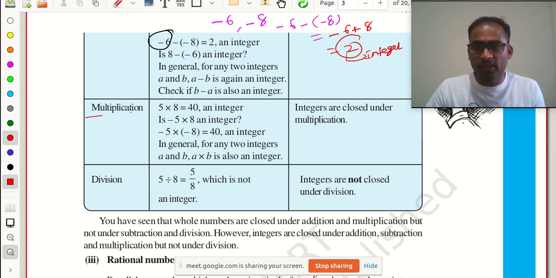Now I will check for multiplication. In multiplication also, A is one integer and B is another integer, and if I multiply these two integers, then the answer also has to be an integer only. Then I can say these integers are closed under multiplication.